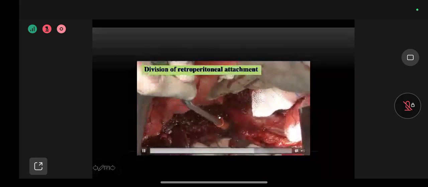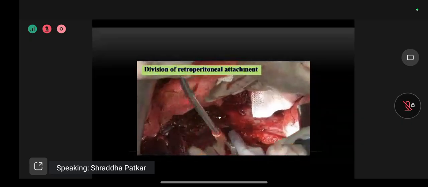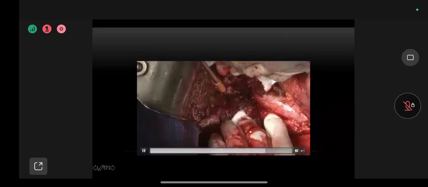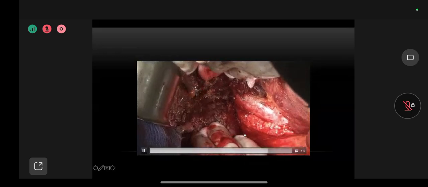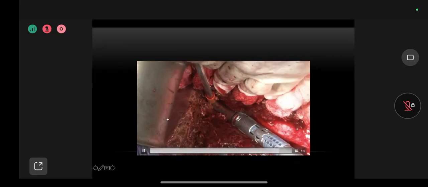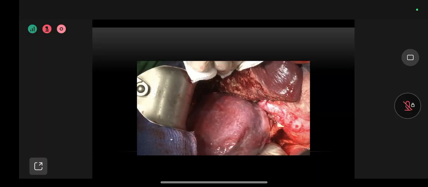Once you have gained enough access during transection, then you can go and remove the retroperitoneal attachments. As you can see, we have not mobilized the liver at all. The cava is seen in the center, the two lobes on either side. This is the large tumor. The hepatic vein is secured with a vascular stapler, and after that you mobilize the liver and get it off.